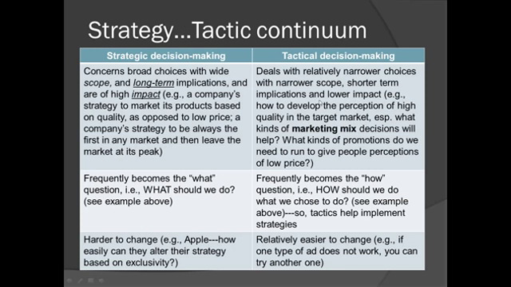Now, tactical decision making, on the other hand, is on the other side of the continuum based on these characteristics. So a typical tactical decision would deal with relatively narrower choices with narrower scope, shorter term implications, and lower impact in comparison to strategic decisions. Example: how to develop the perception of high quality in the target market.